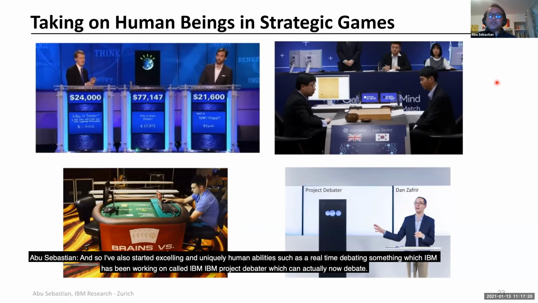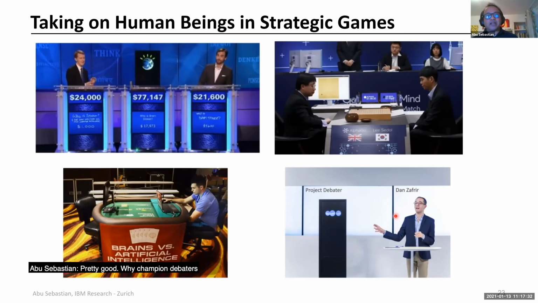And ANNs have also started excelling in uniquely human abilities, such as real-time debating. This is something which IBM has been working on. It's called IBM's Project Debater, which can actually now debate pretty good world champion debaters.